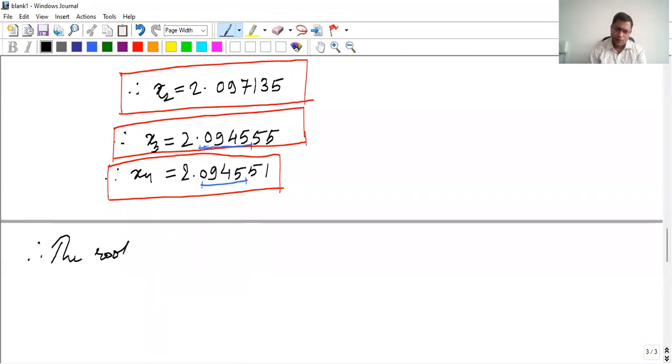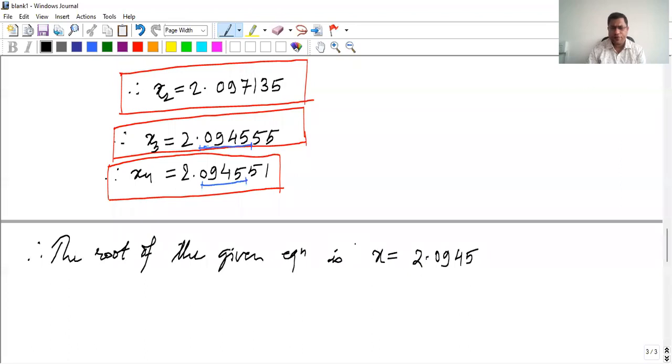the root of the given equation is x equal to 2.0945. We were asked for the answer correct up to 4 digits after the decimal point. That's how we got it here. Okay, did you get this? Yes, sir. Okay, that's good.